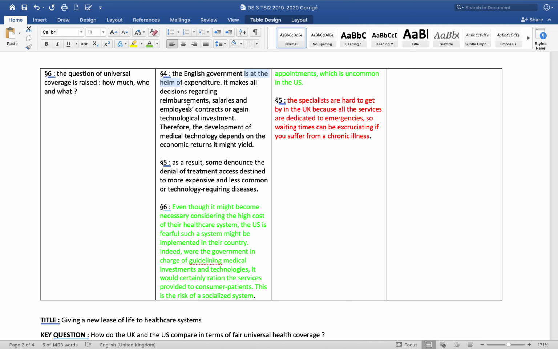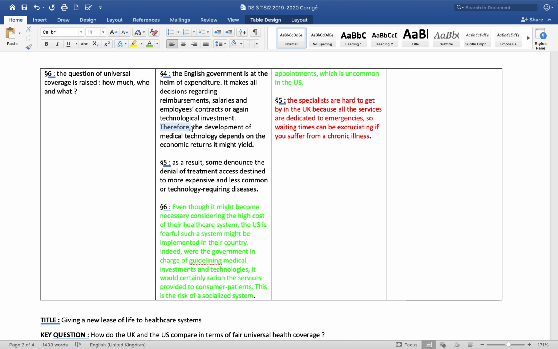It makes all decisions regarding reimbursement, salaries, and employment contracts, or, again, technological investments. So the government, because it's in charge of the money for the social security, decides on everything that concerns the medical world. So they decide which equipment to buy, they decide how much people should be paid, they decide how much patients should be paid. So they make all the decisions.